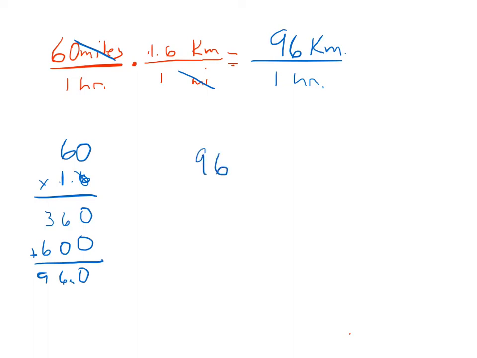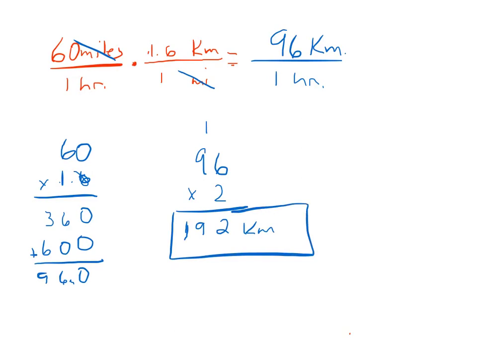So I'm going to have to do 96 times 2. 2 times 6 is 12. Carry the 1. 2 times 9 is 18. Plus 1 more is 19. So in 2 hours, I would go 192 kilometers.